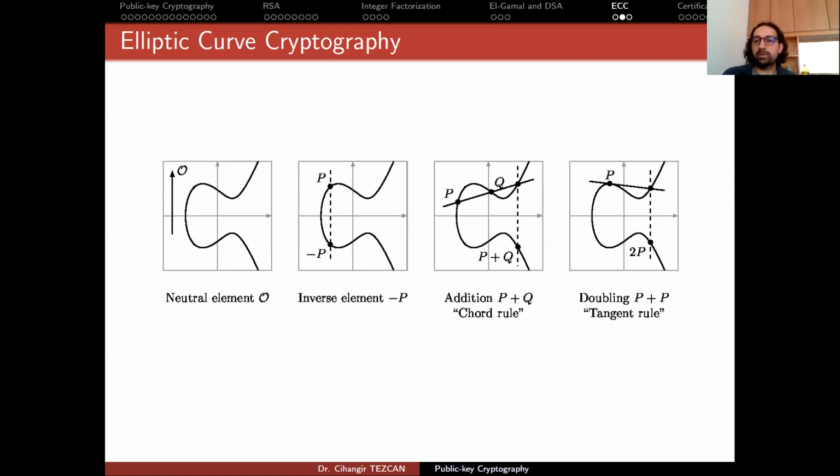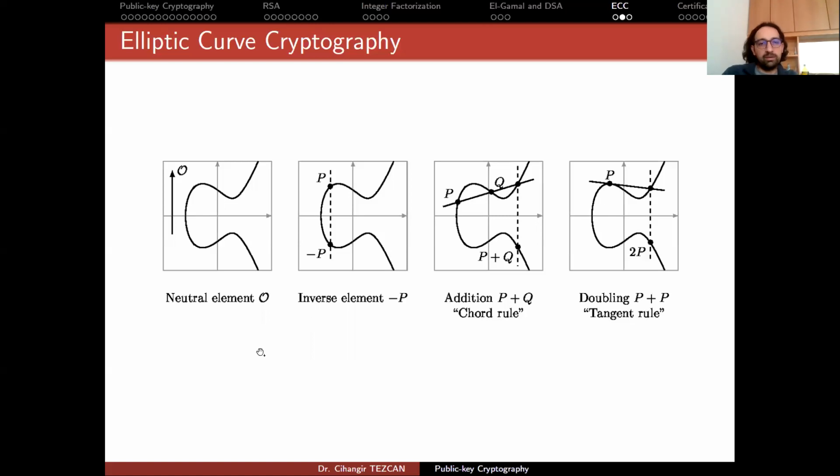So the discrete logarithm problem will be about it actually. When we were talking about G to the X in the multiplicative group, in this picture it will become X times G, because we will be adding the point G to itself X times.